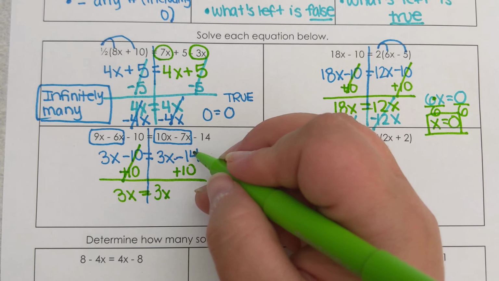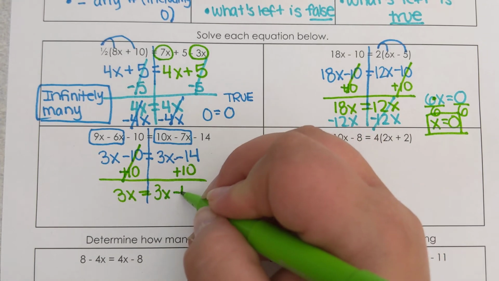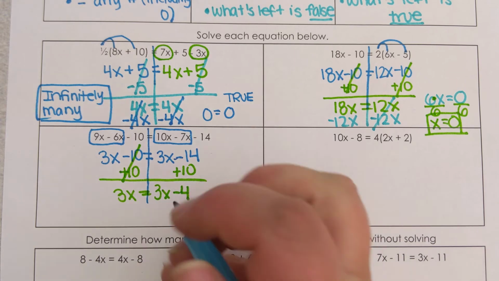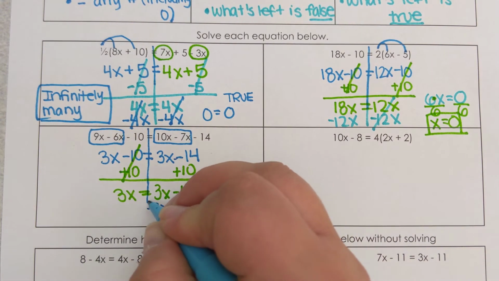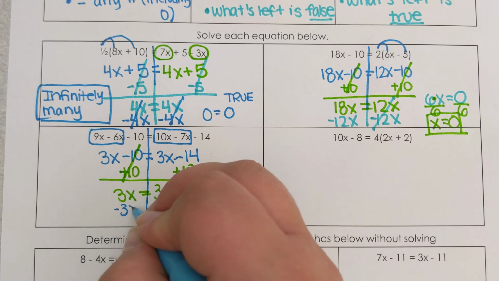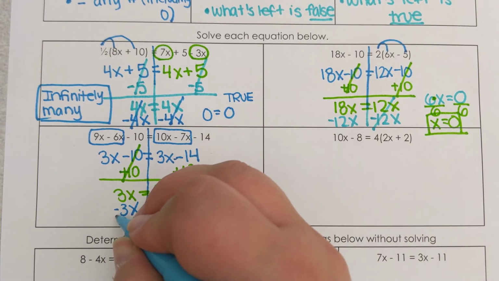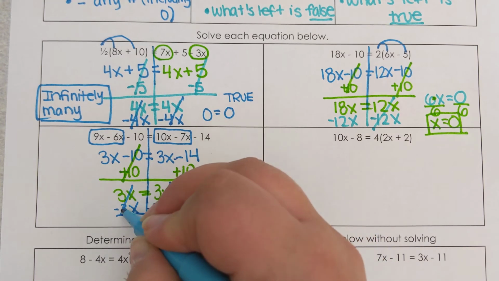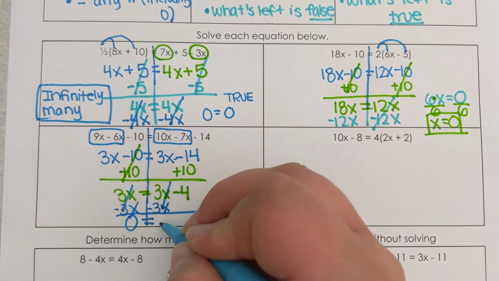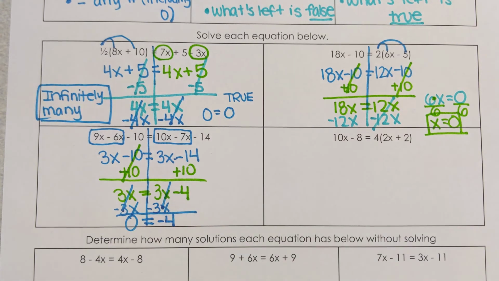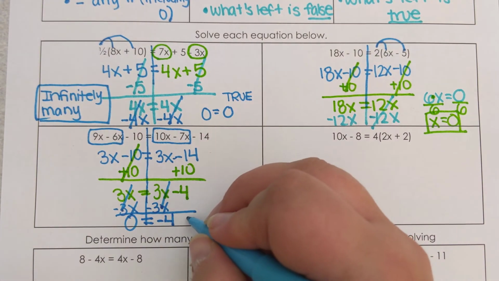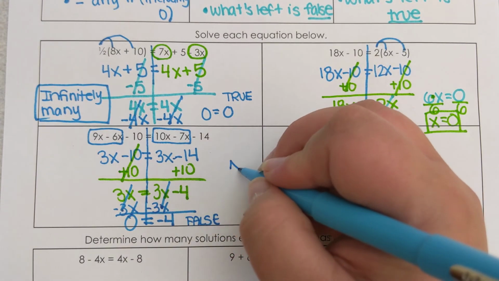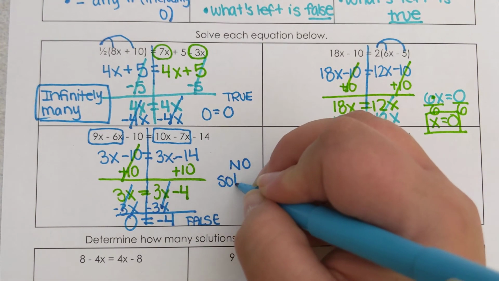Cross out. Negative 14 plus 10 is negative 4. Then I want my x's together, so I'm going to subtract the 3x from both sides, and what I have left is 0 equals negative 4. That's not true. This is false. So what we have here is no solution.